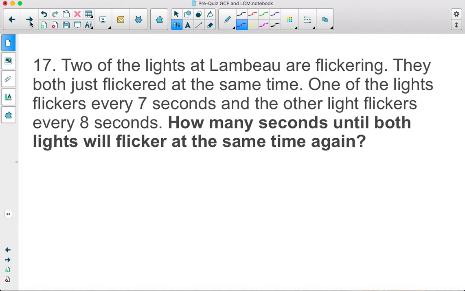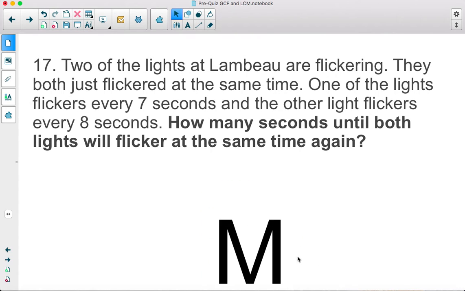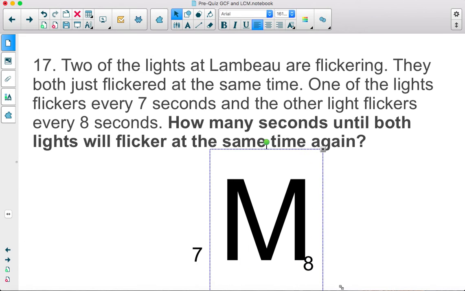2 of the lights at Lambo, yes, I said Lambo, go pack go, are flickering. They both just flickered at the same time. One of the lights flickers every 7 seconds, while the other flickers every 8 seconds. How many seconds again until both lights will flicker at the same time? This is the least common multiple problem again. So I'm going to make a huge M and enlarge it. Okay. We've got 7 on one side and 8 on the other. So we're looking for the least common multiple of 7 and 8.